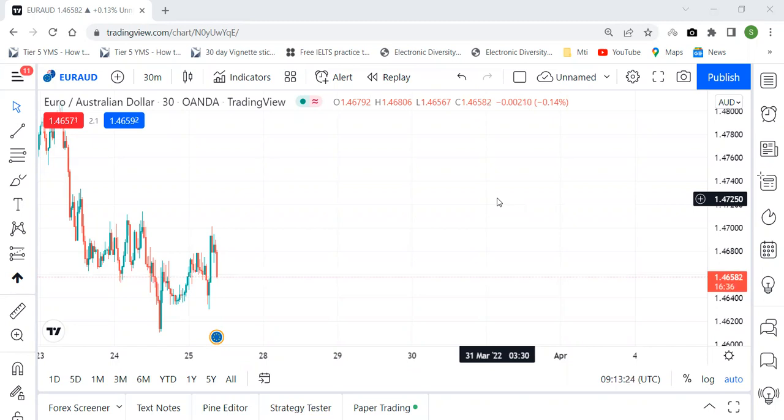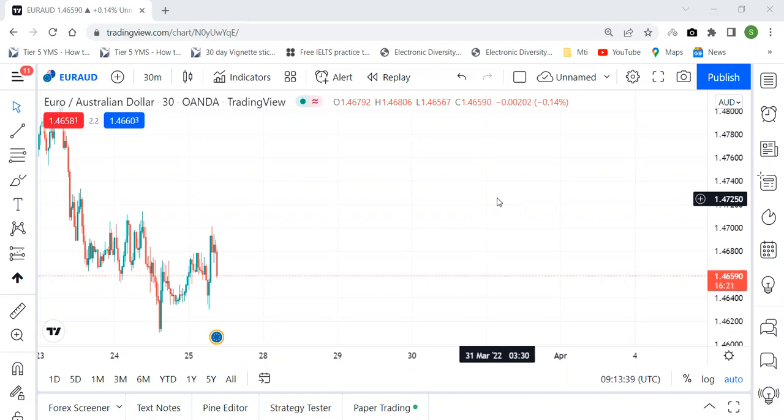Today we're gonna be talking about how to identify a trend. How can we know where we can be selling and we can be buying in the Forex market, and then how to identify a trend in an accurate way.